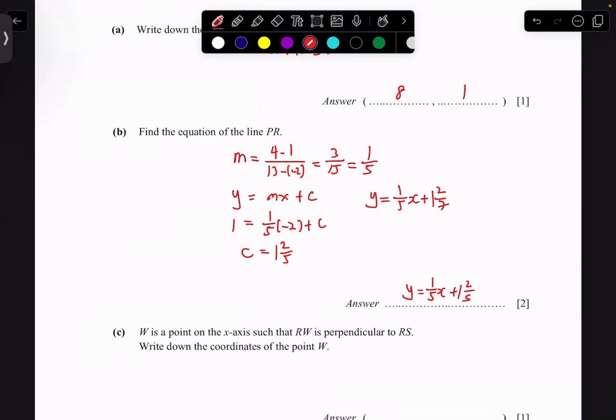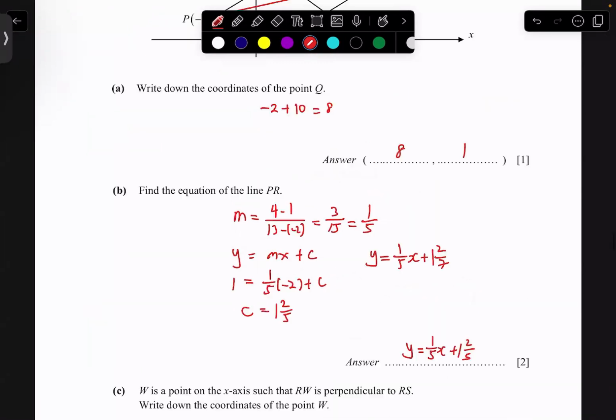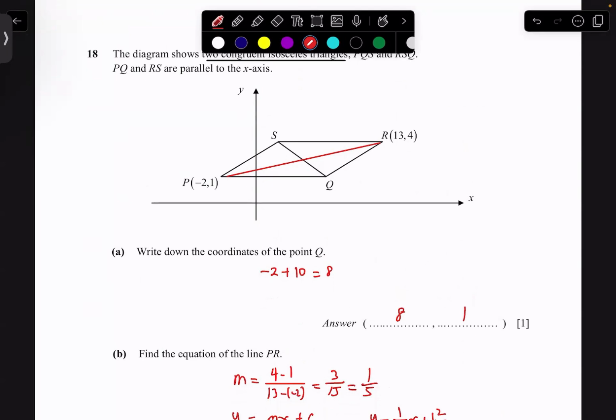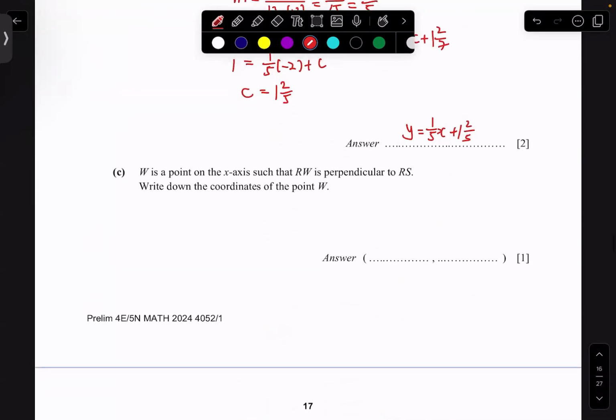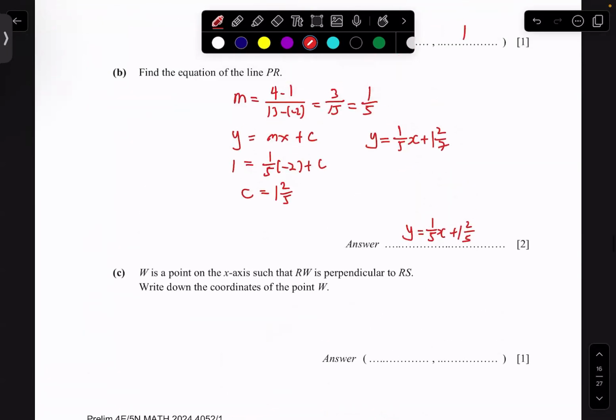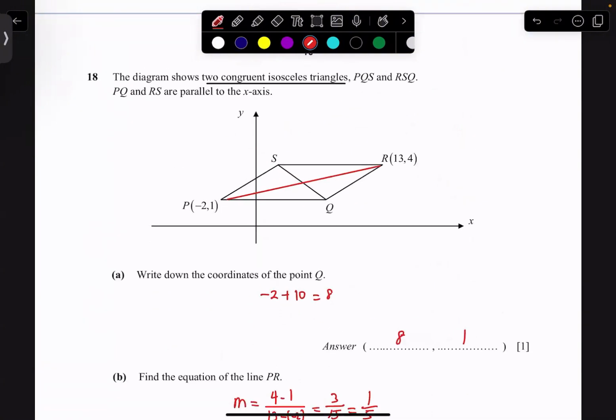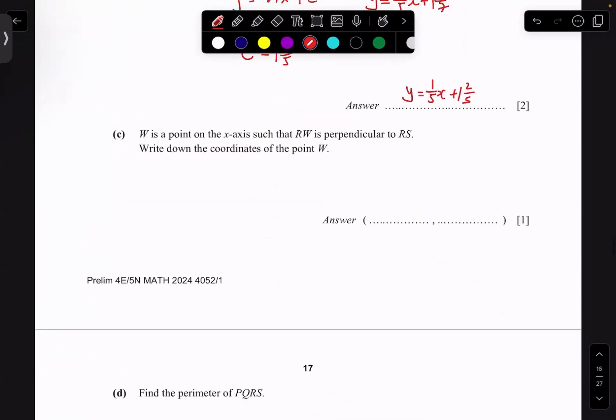W is a point on the x-axis such that RW is perpendicular to RS. Write down the coordinates of W. So that means this is on the x-axis, so the y-coordinate is 0. Okay, very good.